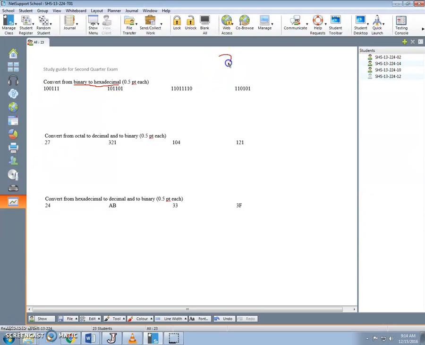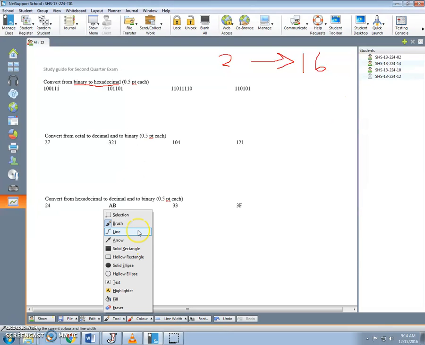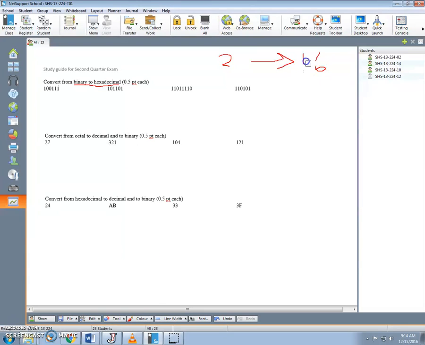So remember, binary is base 2. Hexadecimal is base 16. So you go from there to there. It would actually be easier if I just erased that. Oh, shoot. That means it should probably go ahead and get the decimal value of the binary number first.